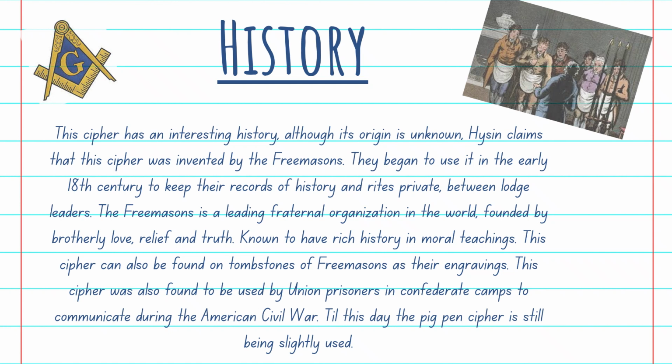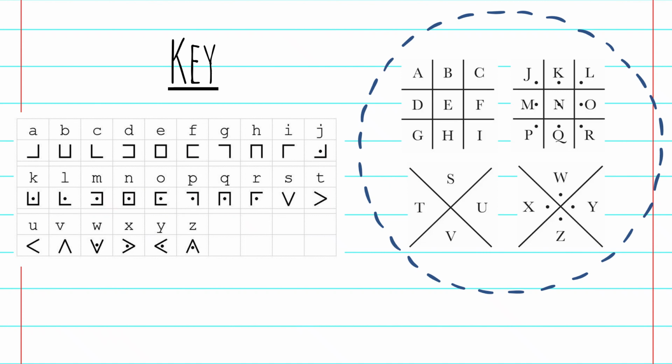Now, let's go over the key again, and let's do some examples. So here, I have created a key for each letter, as in for B, you have it right here, and that's the symbol for B. Now for Q, this is the symbol for Q. Remember, don't forget the dot. Now let's see, for U, it's right here.